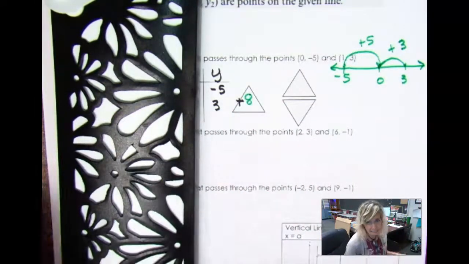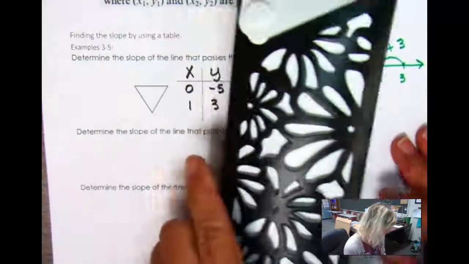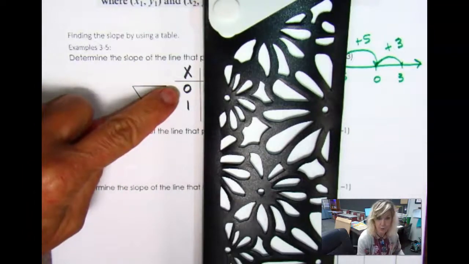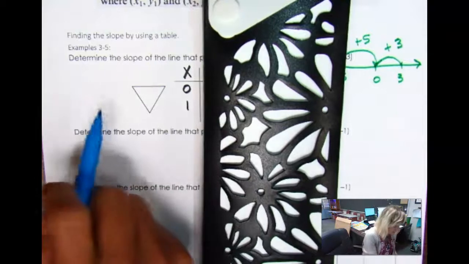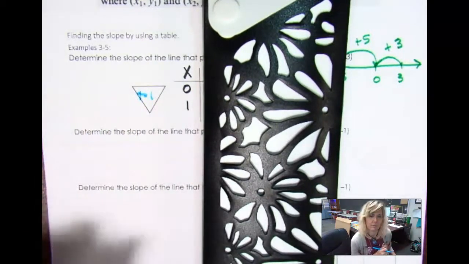Now we're going to do the same exact thing for the X column. So let me cover this part up, and let's take a look at what's going on in the X column. This one's a little bit easier to see. First of all, we start with 0, and then we just go up 1 place. It is a positive increase, and it goes up 1.